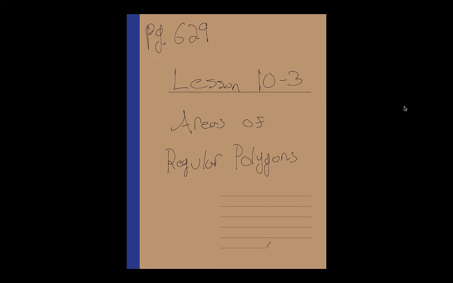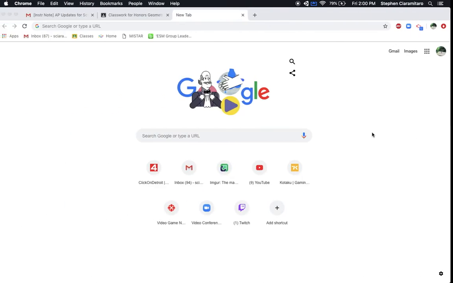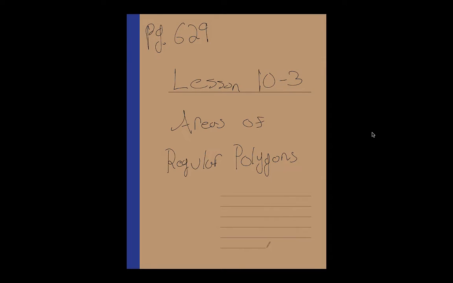Mr. C here with lesson 10.3, where we're going to be talking about areas of regular polygons. So really this isn't going to be any specific shape, but it's going to be like a 5-sided, 6-sided, 7-sided. No matter how many sides we have, how can we find the area of that? So let's go ahead and do this. A couple things we need to know about polygons, and a new term we're going to learn shortly. Let's take a look at this picture here.